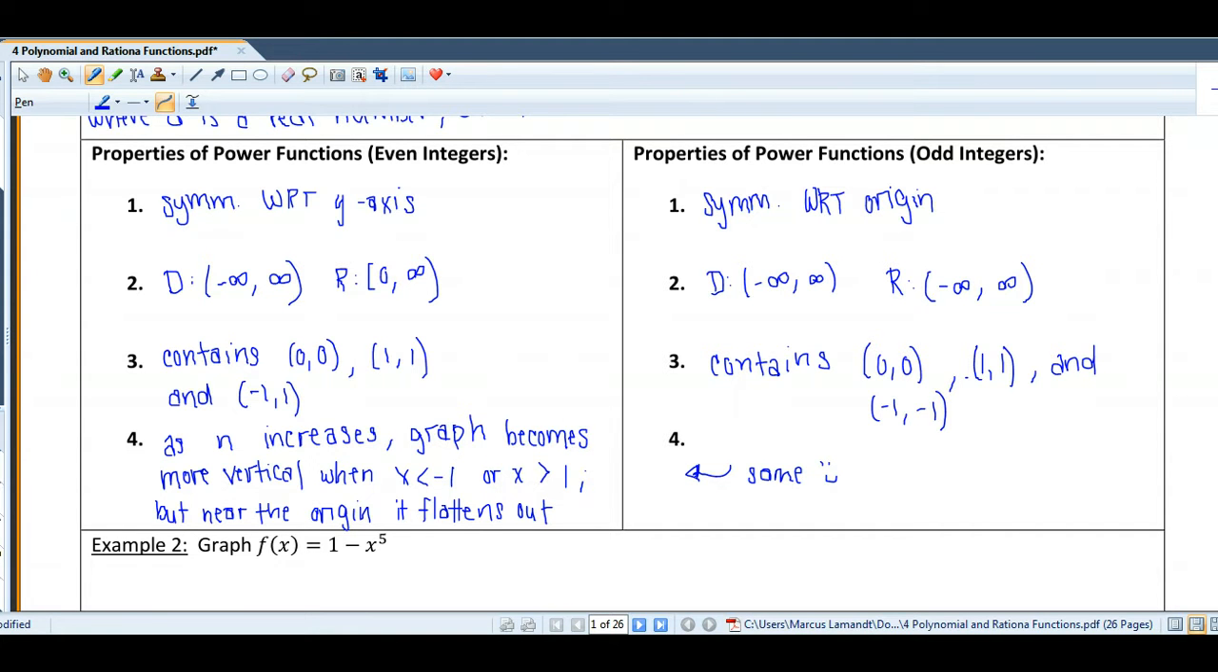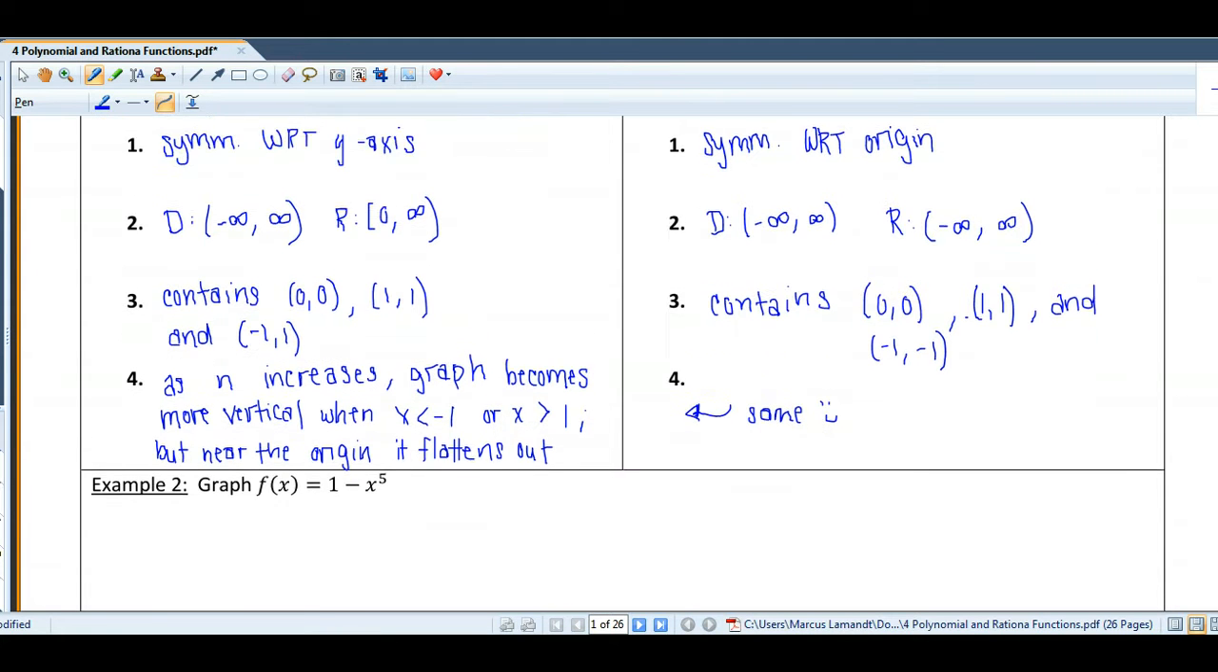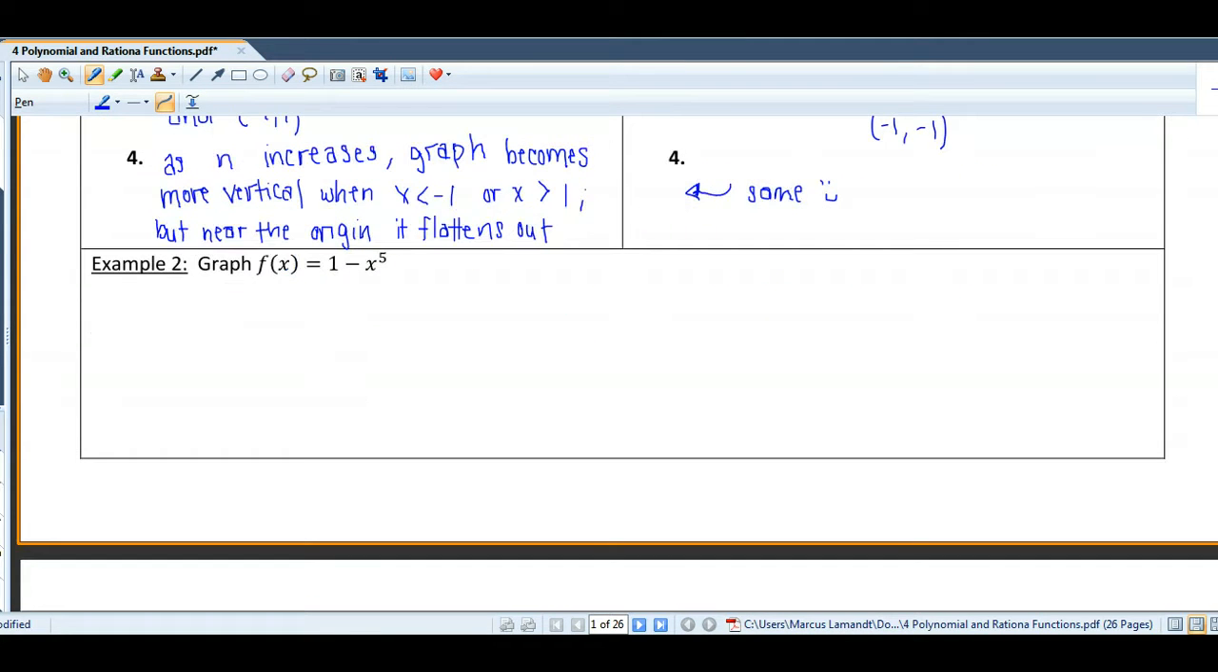Alright, let's do an example. 1 minus x to the 5th. This is going to be an odd function. And I'm going to rewrite it like this. We've got negative x to the 5th plus 1. Okay, so I'm just going to sketch a graph real quick.